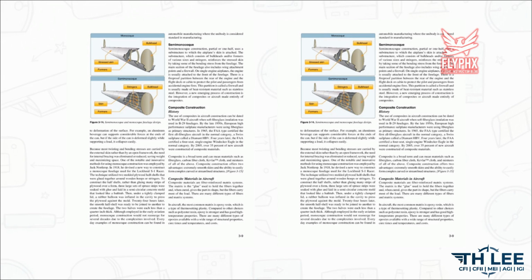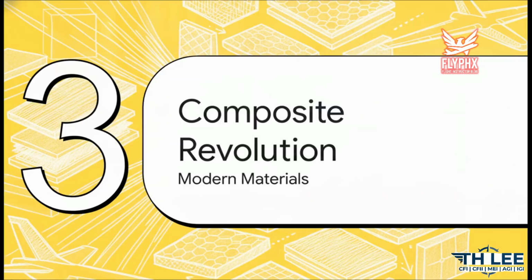Also, right at the front of this structure, we have a vital safety feature, the firewall. Usually made of a heat-resistant material like stainless steel, it serves as a fireproof partition, literally protecting the cabin from accidental engine fires.